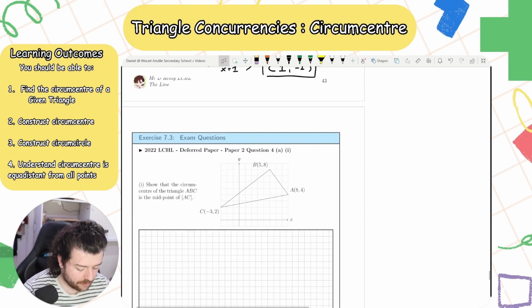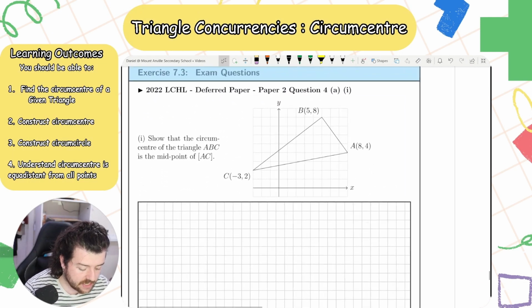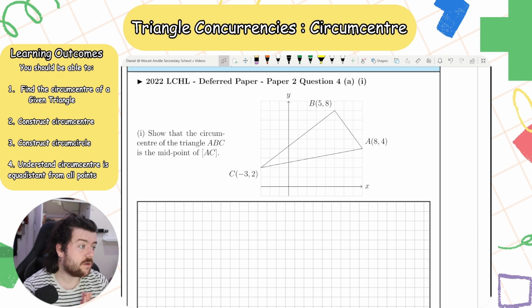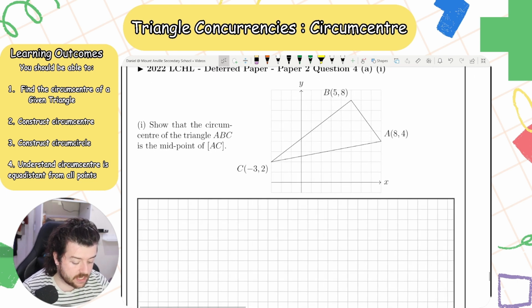So let's look at some exam questions. So this one here is from the 2022 deferred paper. So if you got COVID or something like that, you did this paper later on in the summer. This came up in question 4 part A. So show that the circumcenter of the circle ABC is the midpoint of AC.